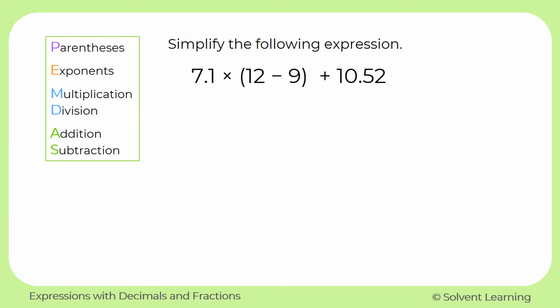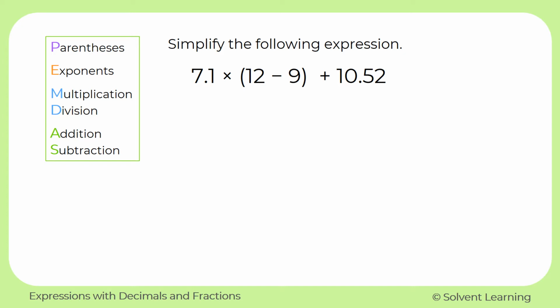So here's our first example. Let's simplify this expression. Now, it looks like there's a lot going on here, and it kind of is, but as long as we follow the order of operations properly, we can do this problem with ease. So we have 7.1 being multiplied by something in parentheses. We have 12 minus 9 in parentheses, and then we have a plus 10.52.